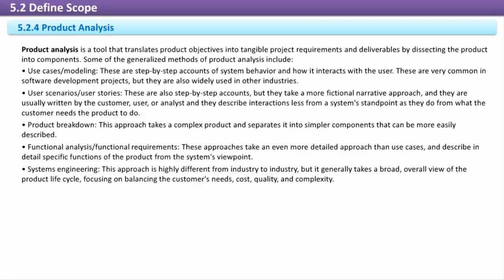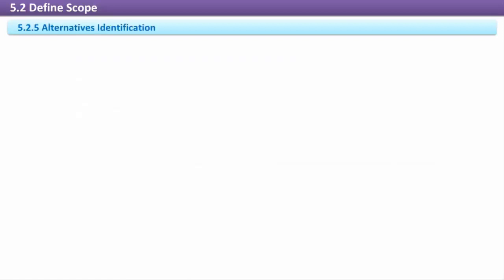Systems engineering. This approach is highly different from industry to industry, but it generally takes a broad, overall view of the product lifecycle, focusing on balancing the customer's needs, cost, quality, and complexity. Quality function. A quality management practice whose goal is to fully understand the customer needs.